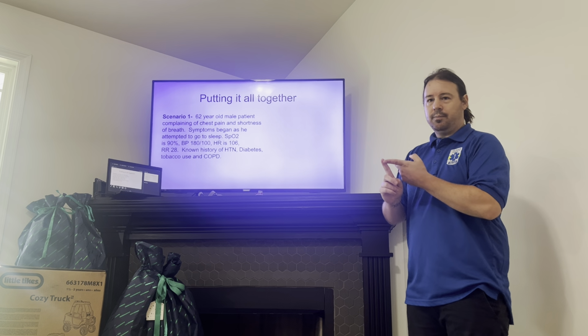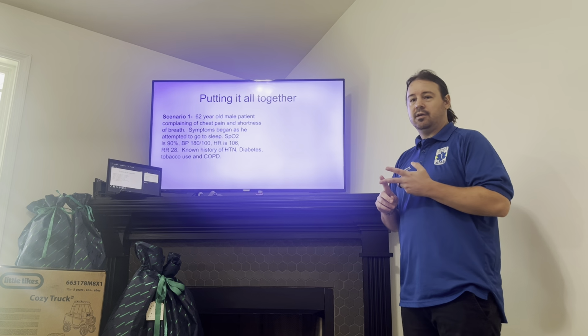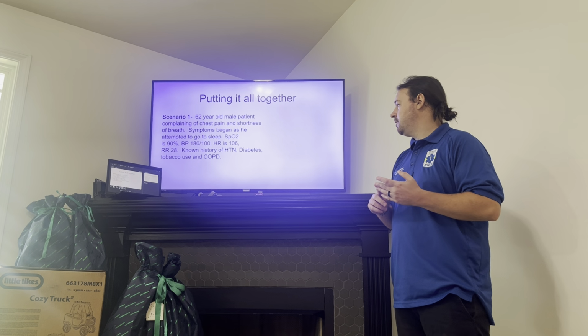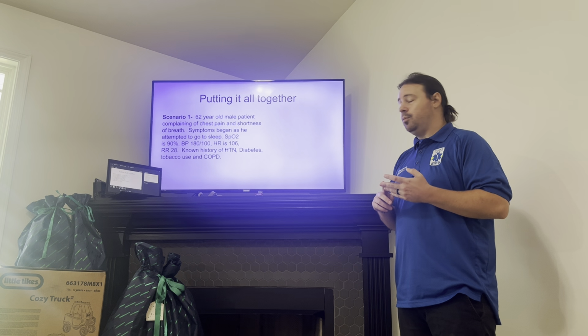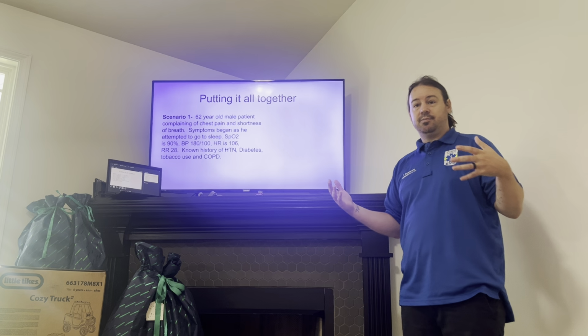Known history of high blood pressure, diabetes, tobacco use, COPD. He has high blood pressure, which we know increases the afterload. Diabetes can cause vascular damage, which also leads to some heart failure. Tobacco use and COPD are often associated with both heart dysfunction and respiratory issues, right?